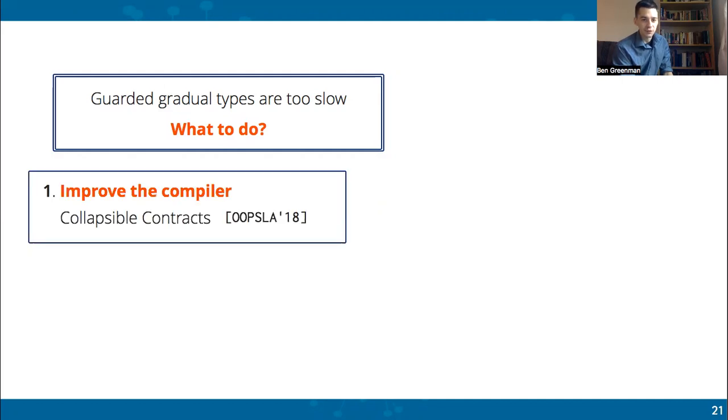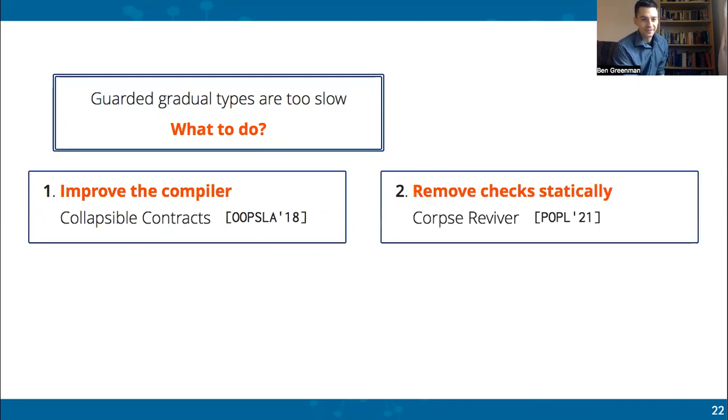Well, one idea to lower the cost of guarded types is to just write better code. Maybe we can improve the compiler that we have in some way. Collapsible contracts was one project that pursued this line, and it did extremely well. We had an asymptotic improvement in the costs. But unfortunately, there are still other huge slowdowns in the compiler, and we don't have any other asymptotic ideas about how to get around them. So I think improving the compiler is running out of steam, and guarded is still slow.